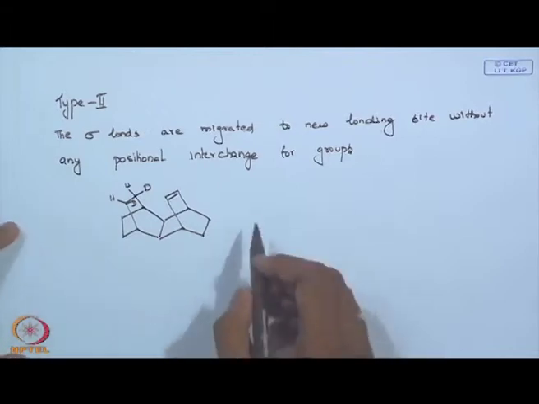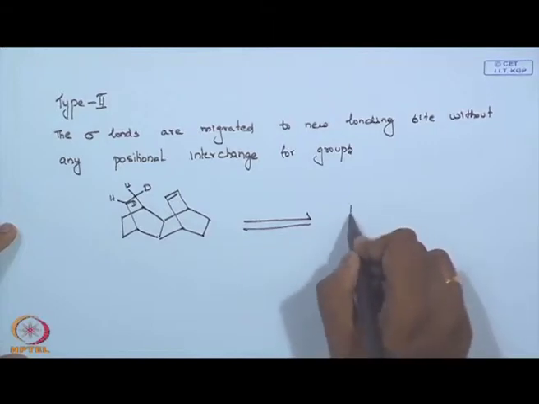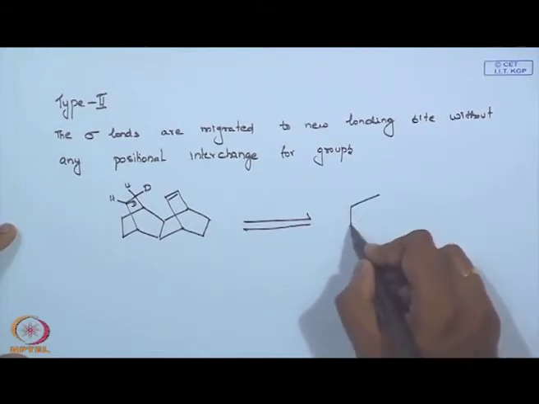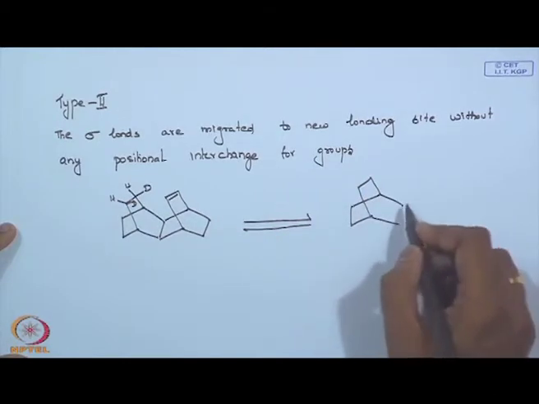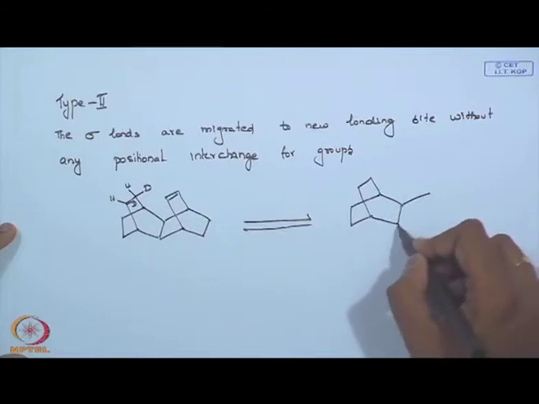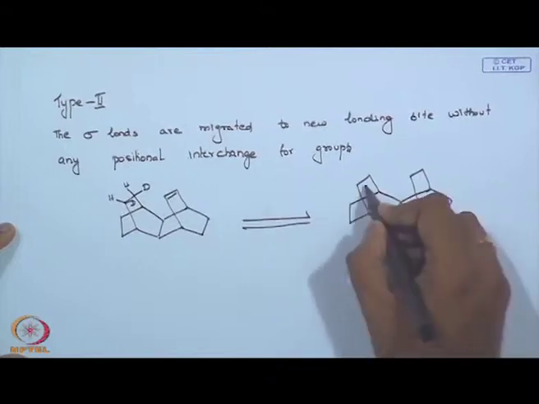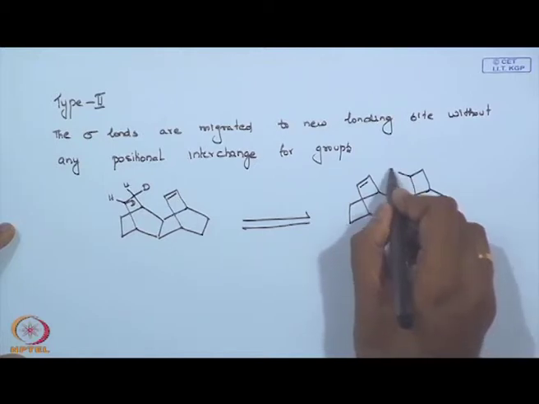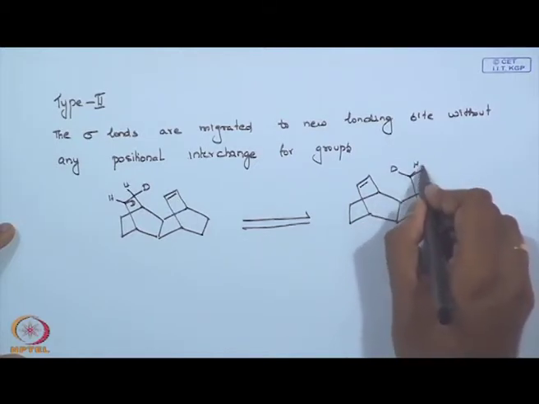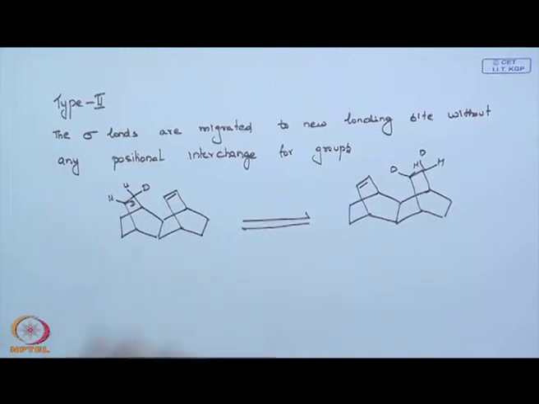Now, if you see this reaction, you get a product. See, the product will not be an interchange of the groups, but more like an interchange of the sigma bond with my deuterium and hydrogen. There is no positional interchange. So this is type 2.